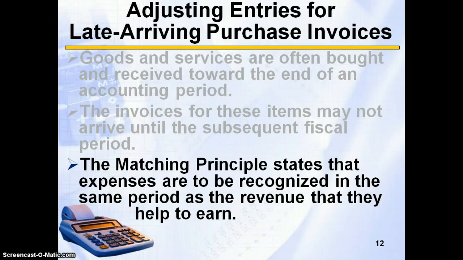Items are going to continuously be purchased, and the invoices for them could arrive at a later date when the next fiscal period has started. However, because of the matching principle, they must be accounted for. These late arriving invoices must be accounted for in the same fiscal period as the revenue which they helped earn. This means we must adjust our entries for them as well.